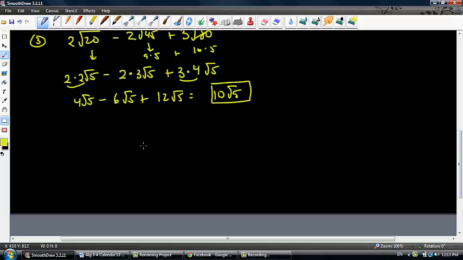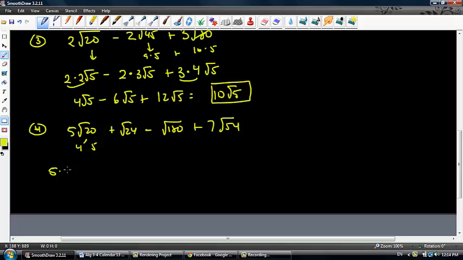Okay, let's take a look at another one here. Number 4. If I say 5 rad 20 plus rad 24 minus rad 180 plus 7 rad 54. So let's reduce everything. This is really 5 times rad 20, which is 4 and 5, so this is 5 times 2 rad 5 plus rad 24, which is 4 and 6, so this is 2 rad 6 minus rad 180, which is really 36 and 5, which is 6 rad 5.